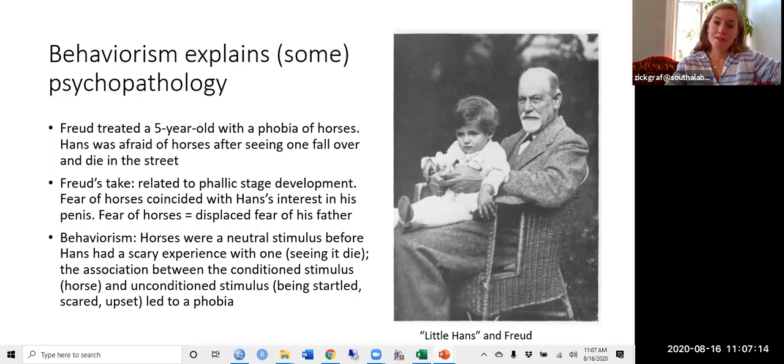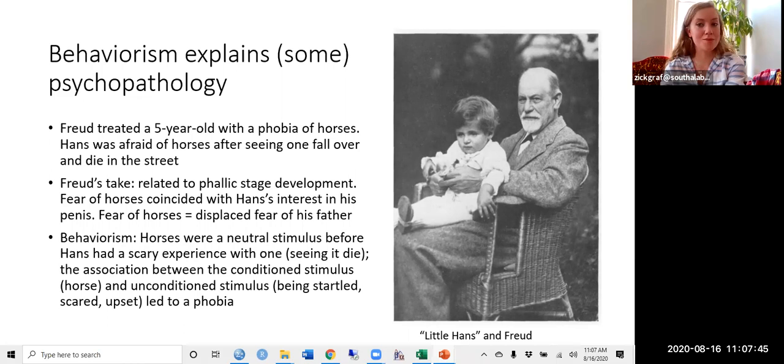So that's the psychoanalytic take on why this little boy was afraid of horses. The behaviorist take was that for Hans, like they were for most people, because most of us aren't afraid of horses, horses were a neutral stimulus. So they don't have an intrinsic meaning. They're not necessarily good or bad, they just are. We have to learn about them through pairings with experiences to know kind of how we feel about them. So an important part of Hans's history was that in addition to being interested in his penis around this age, he also had a really bad experience with a horse.